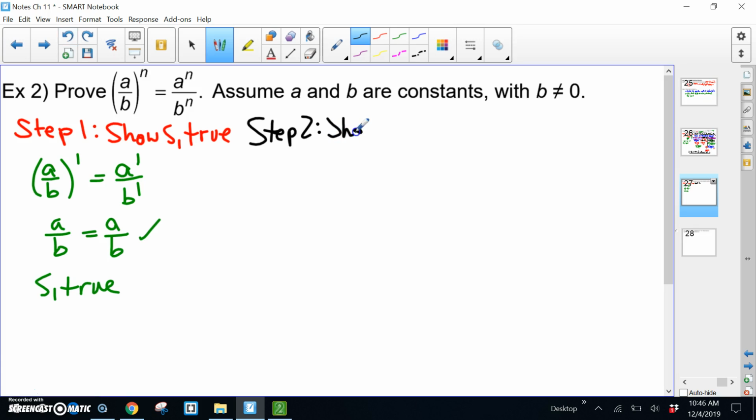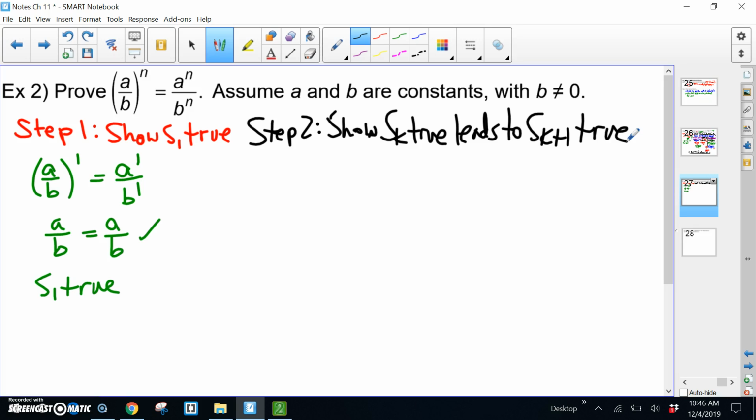We want to show that if Sk is true, that's going to lead us to Sk plus 1 is true. So in other words, back to the domino analogy, I'm showing that if there's some domino off in the future that falls, then the next domino will also fall. And if you can prove that, then you show that all the dominoes fall, and you've proven this for all of the n.